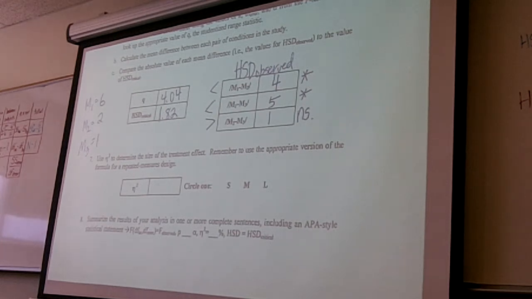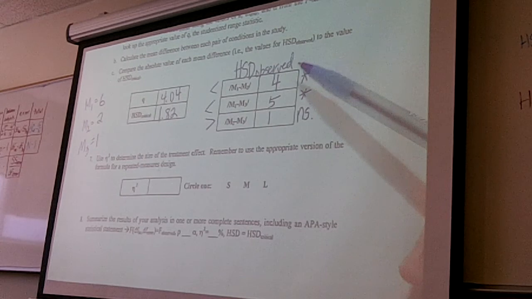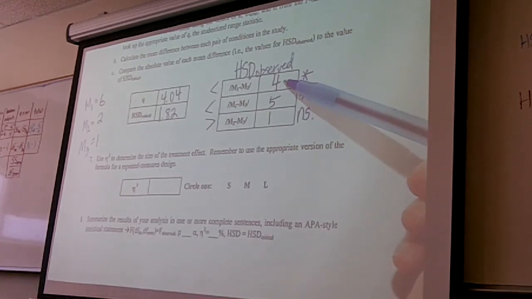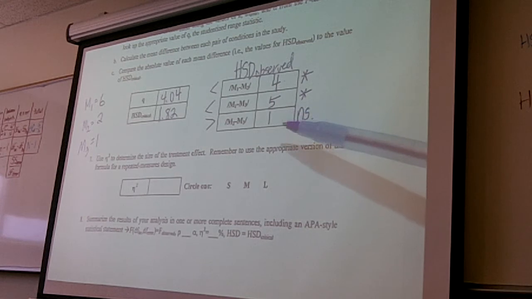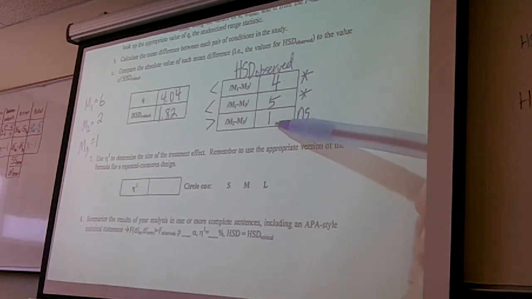Okay? So, what does this mean? This means that there's a significant difference between how many errors kids make at 0 days and 14 days. There's a significant difference in how many errors they make between 0 days and 28 days. But there's no difference in how many errors they make between 14 days and 28 days.